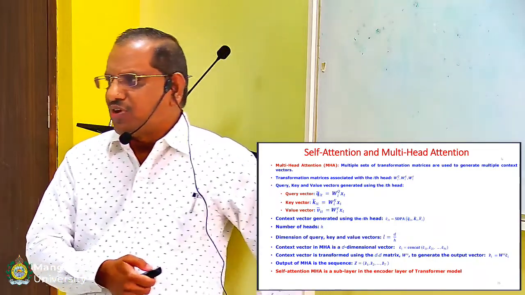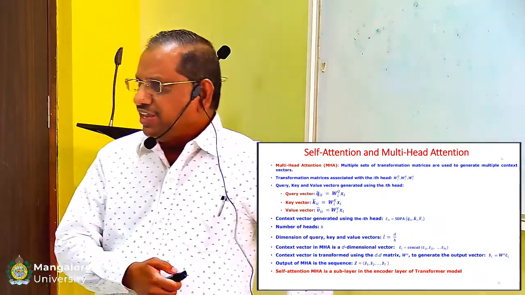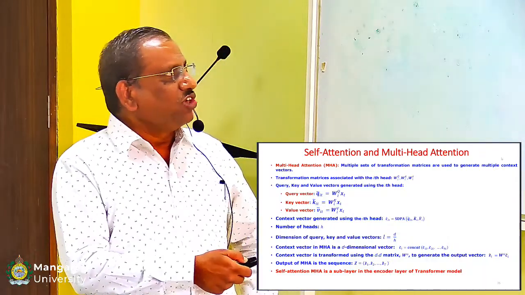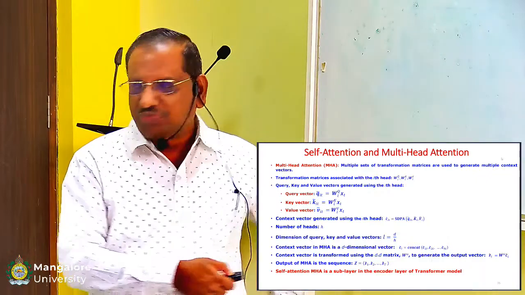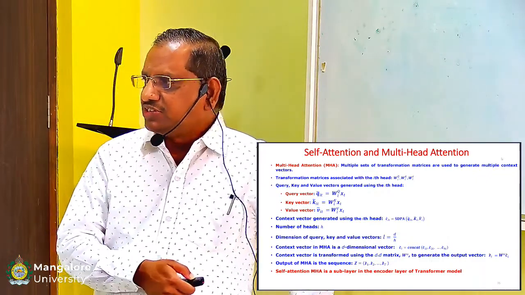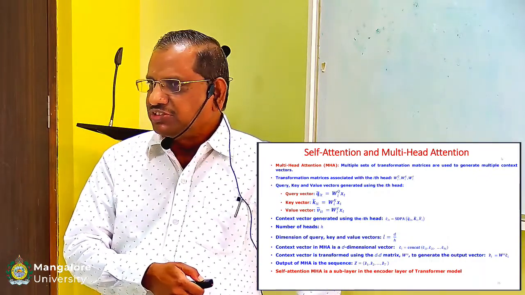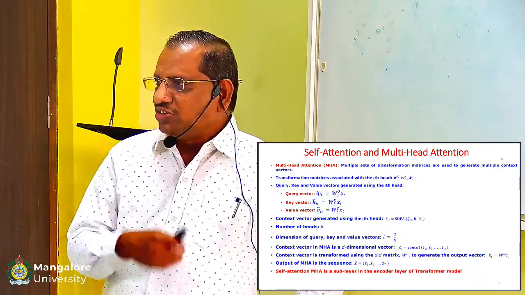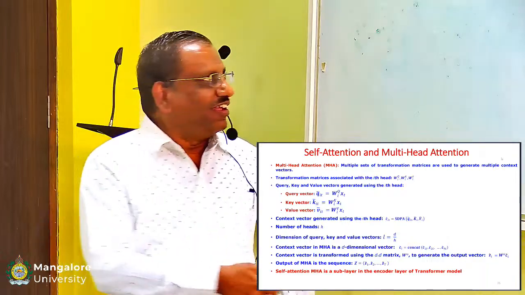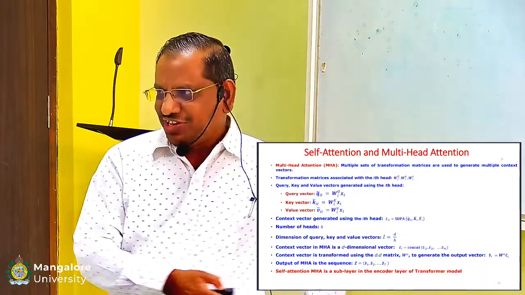Typically the number of heads is 4 or 8 in transformer models. So if there are 4 heads, then I'm going to have 4 different sets of these matrices. That will give us 4 different sets of transformations that are used to generate the query, key, and value vectors. Once these vectors are changed, the context vectors that you get will be different.